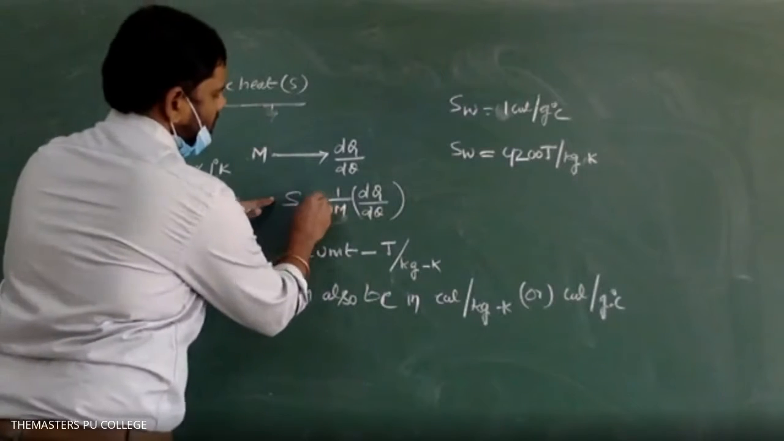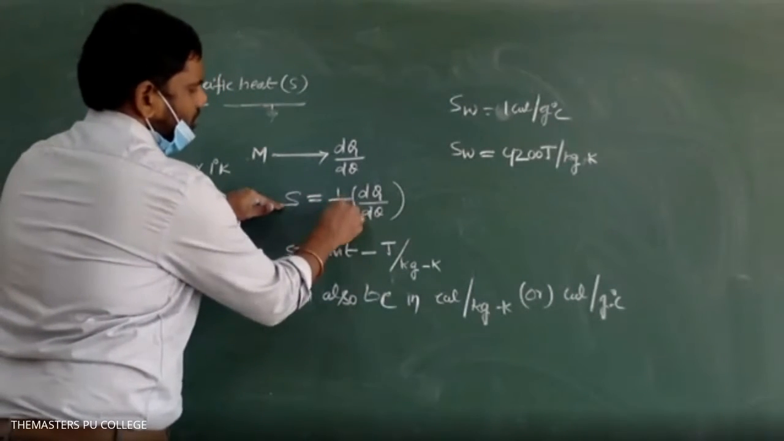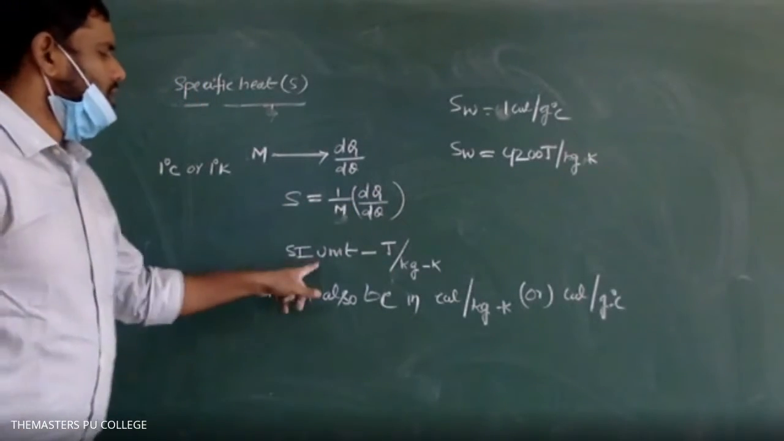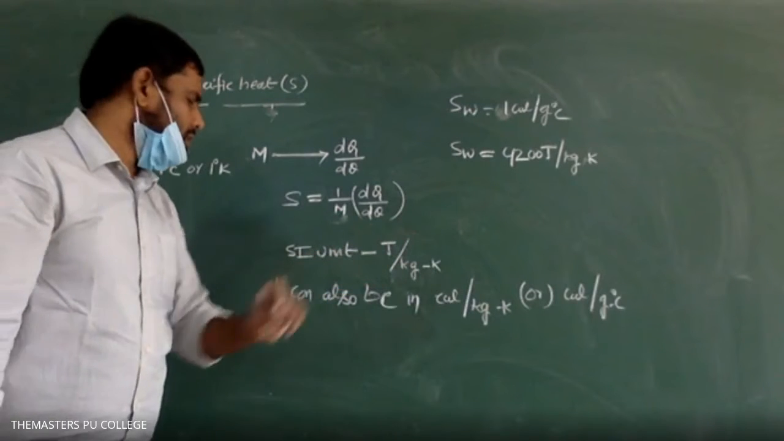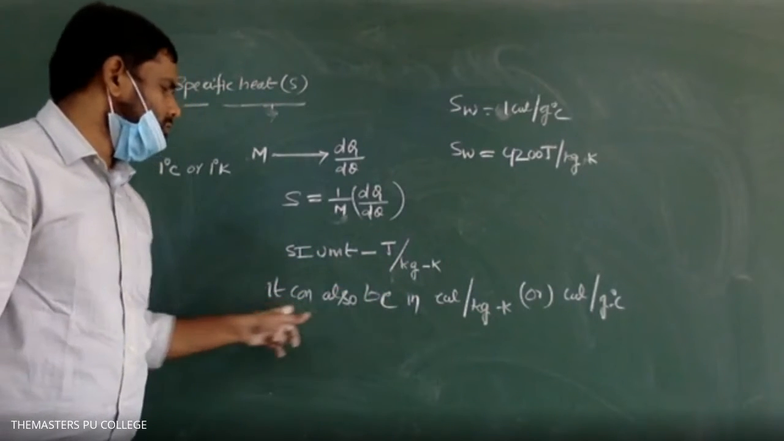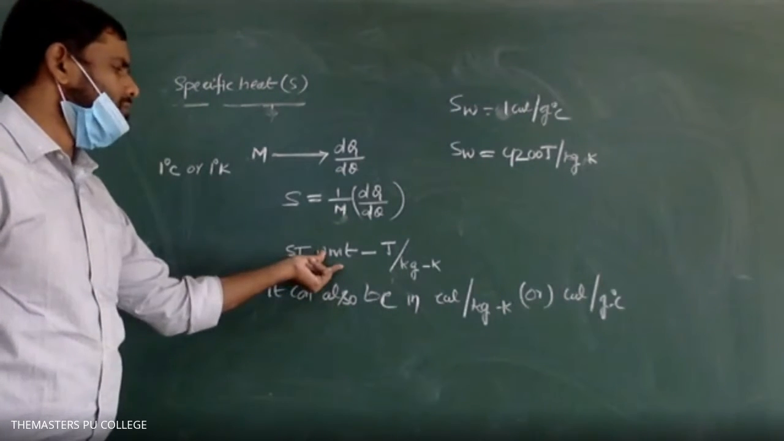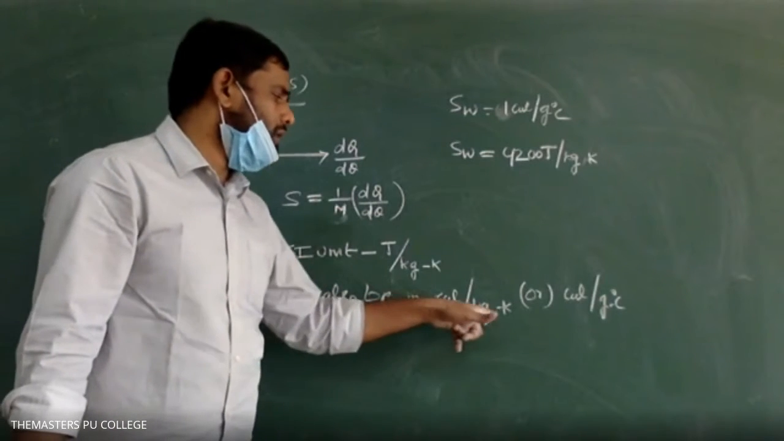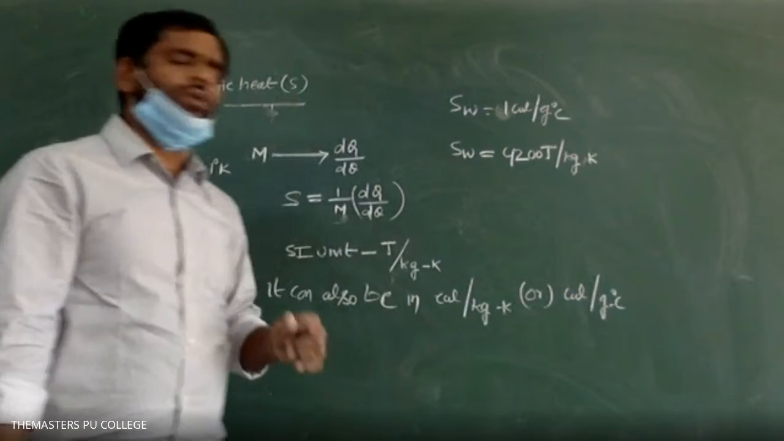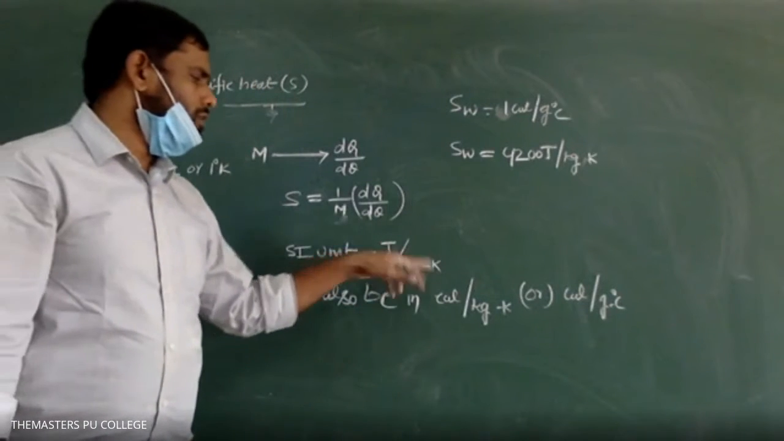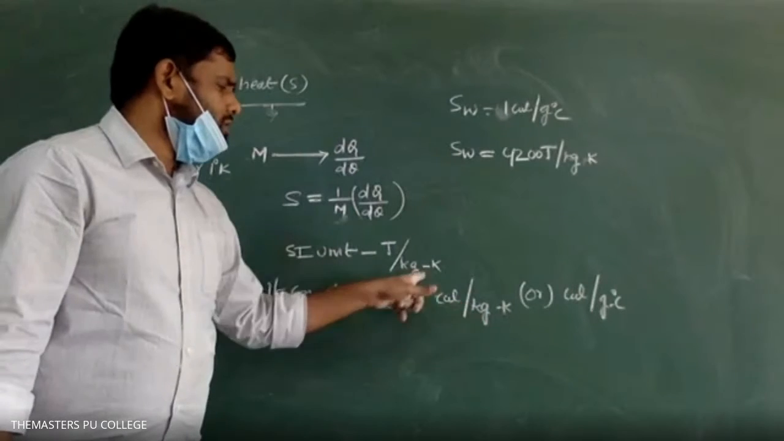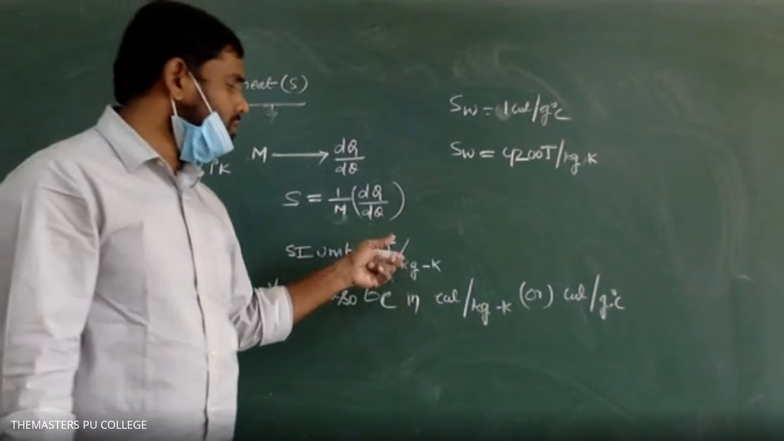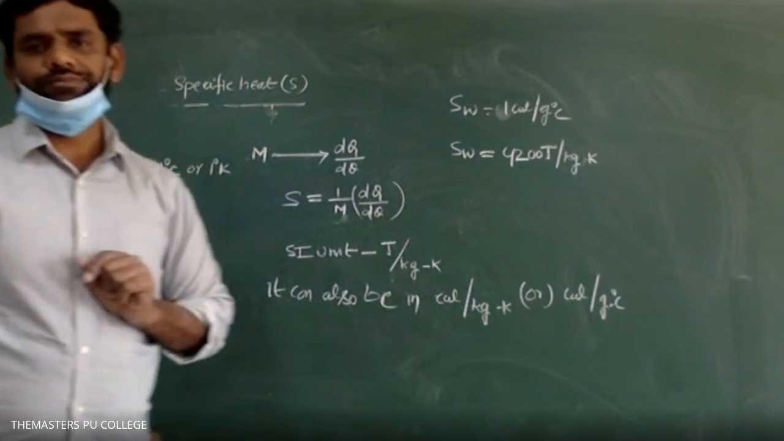You can write this formula: S equals 1 by m of dQ upon d theta. The SI unit is joule per kg Kelvin. Specific heat can also be in calorie per kg Kelvin or calorie per gram centigrade. We can easily convert from one to another by knowing 1 kg equals how many grams and 1 calorie equals how many joules. By knowing those values, we can easily convert from one unit to another and vice versa.